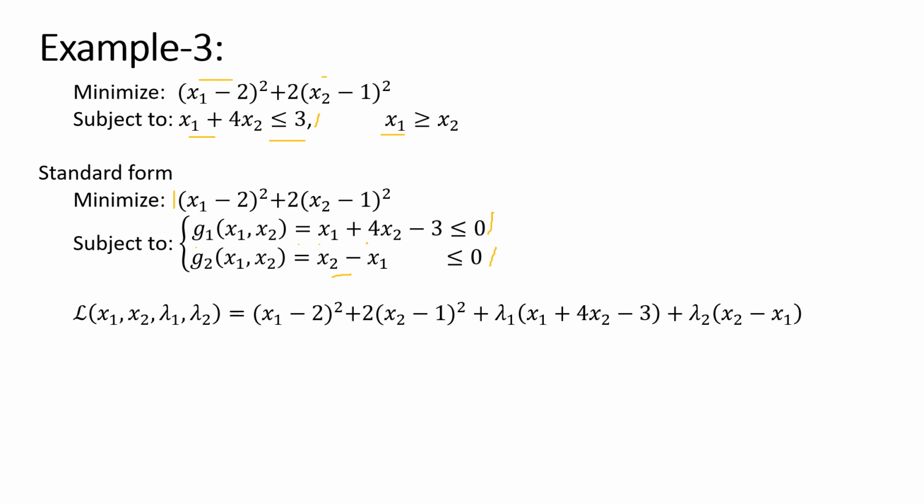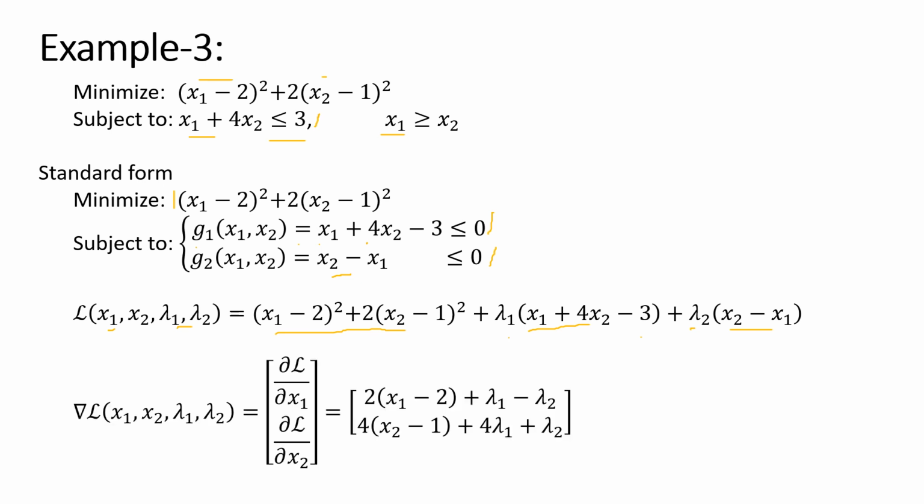We construct the Lagrangian L(x1, x2, lambda 1, lambda 2). We have two lambdas corresponding to the inequality constraints. This is the objective function, and then lambda 1 times g1, which is x1 plus 4x2 minus 3, plus lambda 2 times g2, which is x2 minus x1.